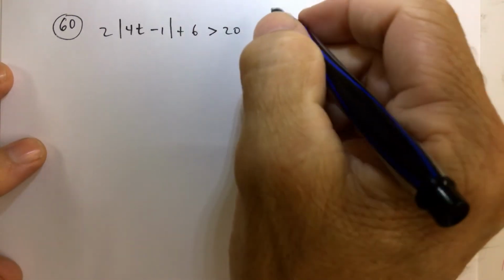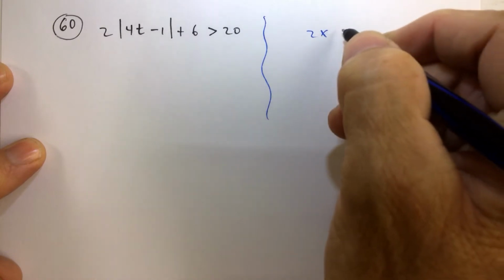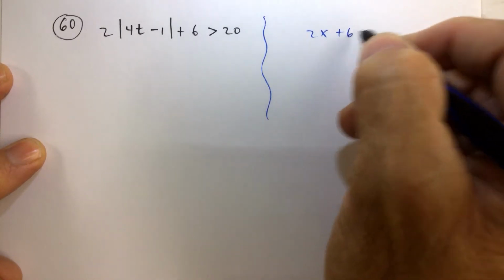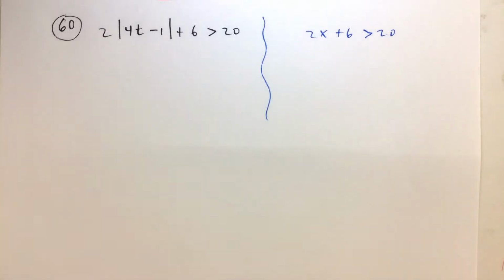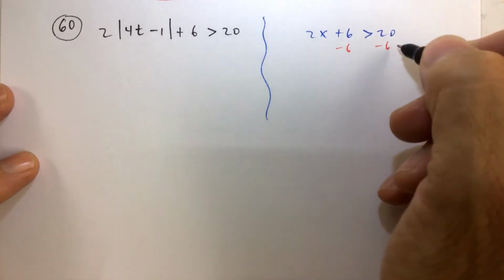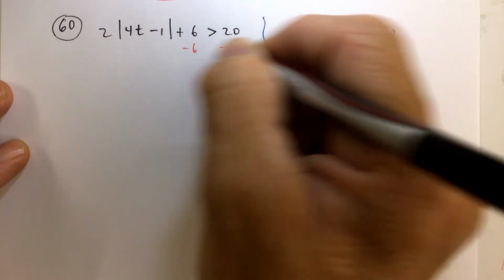Problem 60, just like the problem we just did, we have something similar to 2x plus 6 is greater than 20. And what we would do in this case over here is we would subtract 6 from both sides. And that's exactly what we're going to do over here. We're going to subtract 6 from both sides.